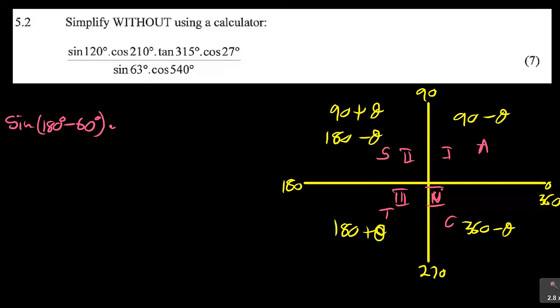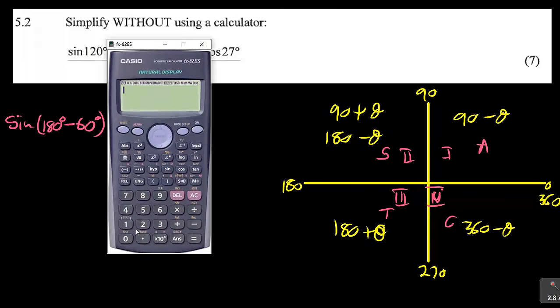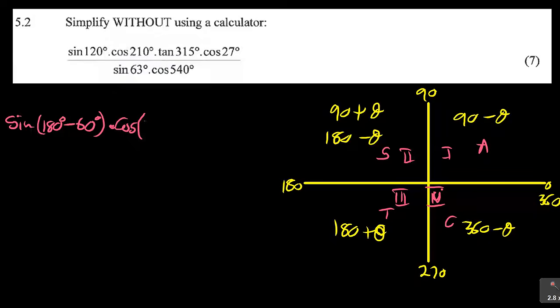What about cos? Again, cos 210, so it will be cos. I ask myself, which quadrant is cos 210? So 210 is after 180 but before 270, so it's in quadrant number 3. So the number that I must add to 180 to get to 210, I must subtract 210 minus 180, it will give me that number is 30. So I must add, in this case, 180 plus 30, it will give me 210. Right, don't forget your degrees there, times, what about 315?